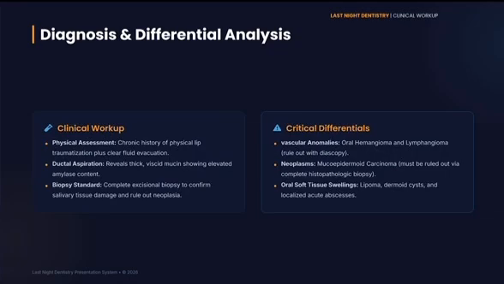Now the diagnosis and differential diagnosis. Diagnosis is mainly clinical, supported by a history of trauma. Aspiration shows thick mucus. Biopsy is done to rule out salivary gland tumors like mucoepidermoid carcinoma. Differentials include hemangioma, lymphangioma, dermoid cyst, and abscess. Now, coming to the treatment.